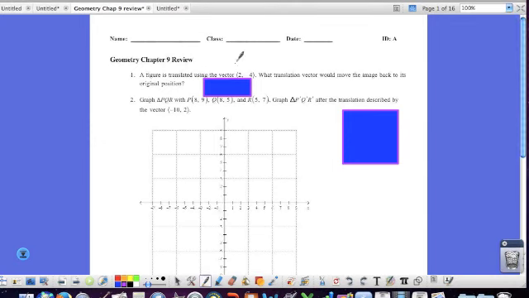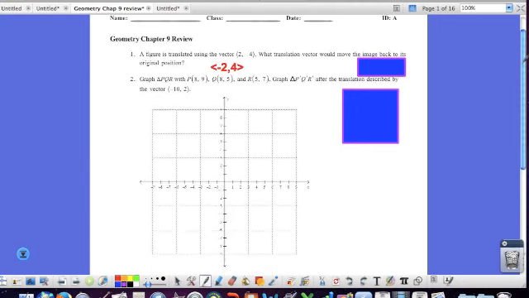A figure is translated using the vector 2, -4. What translation would move the figure back to its original image? Since we moved 2 to the right, we want to go back 2 to the left. And since we moved down 4, we want to go back up 4. So the vector that moves it back to its original image is -2, 4.